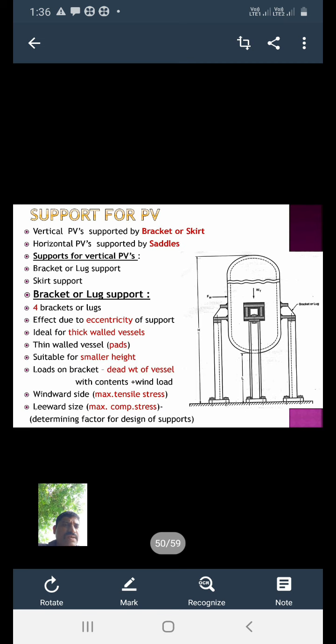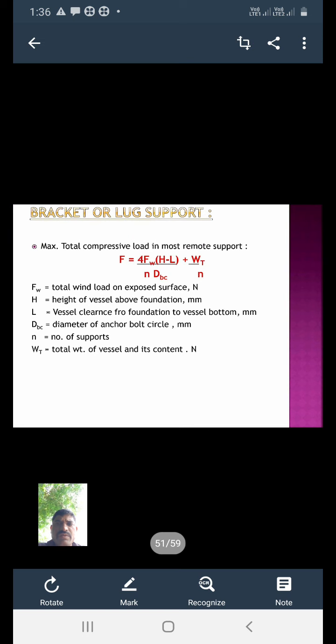Then next is the skirt support. Bracket or lug support: how to calculate the maximum total compressive load in the most remote support. F is equal to 4 Fw into (H minus L) divided by N into dBc, plus Wt divided by N. What is the Fw?